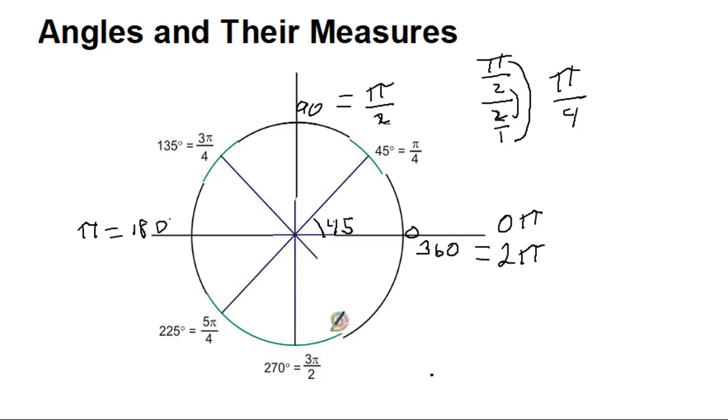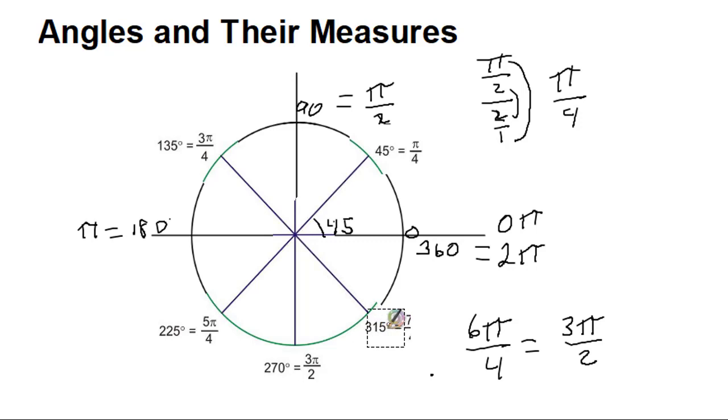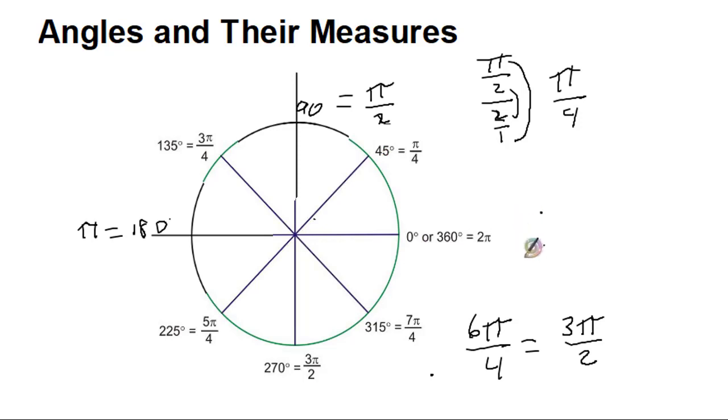Why? If we have the same idea, this number needs to be 6 pi divided by 4. But if I simplify it, it's going to be 3 pi divided by 2. Then that's why we have this number here. Then if we continue, we're going to have 315 degrees, or 7 pi divided by 4. And in the beginning we have 0 or 2 pi.